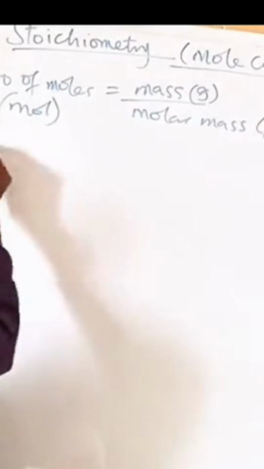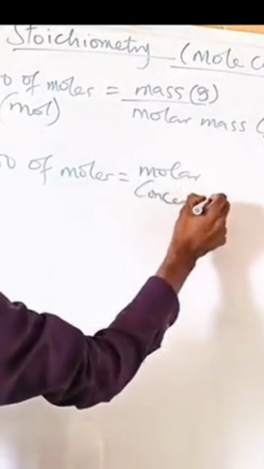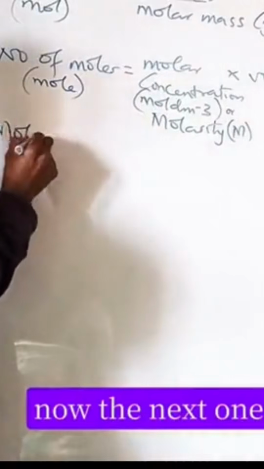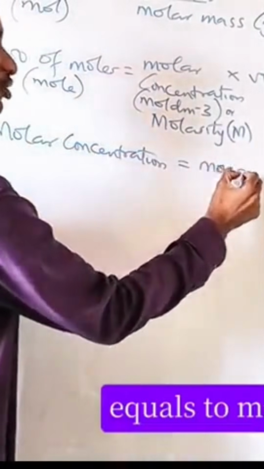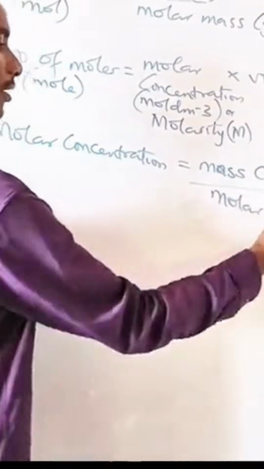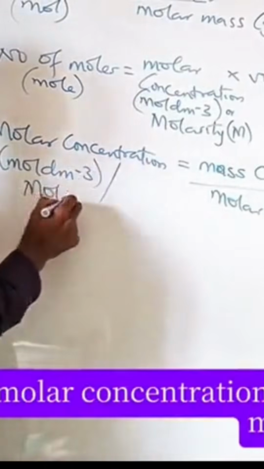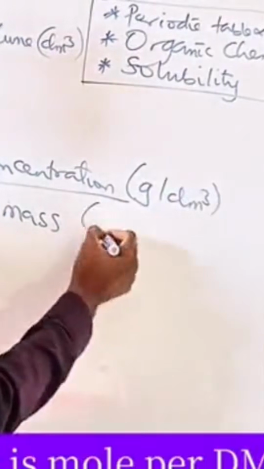Number 2, number of moles equals molar concentration times volume in dm3. Number 3, molar concentration equals mass concentration over molar mass. Your molar concentration is in mole per dm cube, or it is molarity, molar. Your mass concentration is in grams per dm cube. Your molar mass is in gram per mole. All right? Now, that is that.